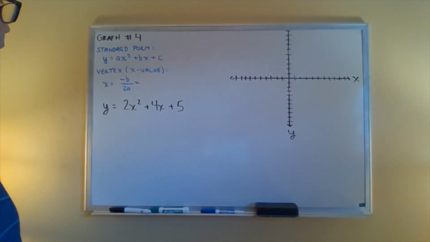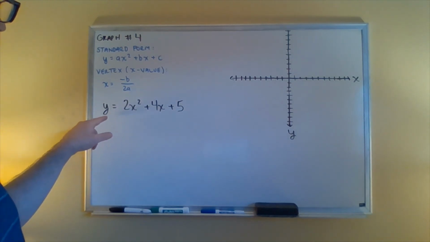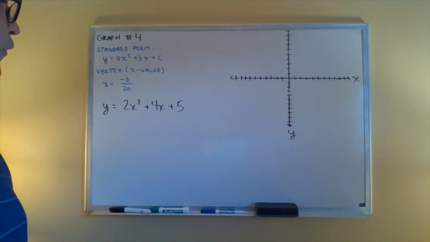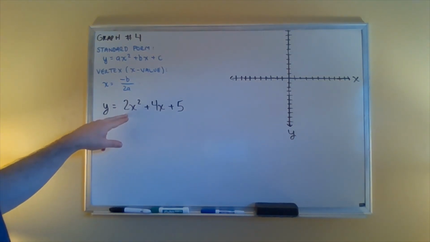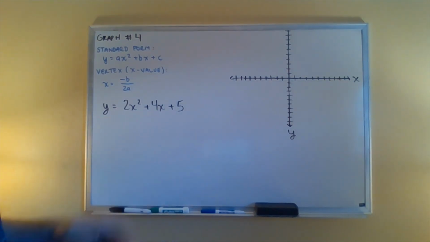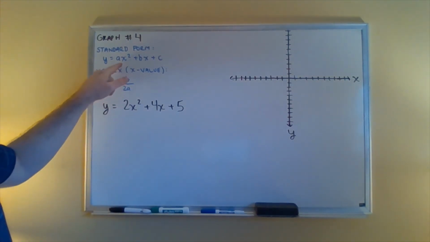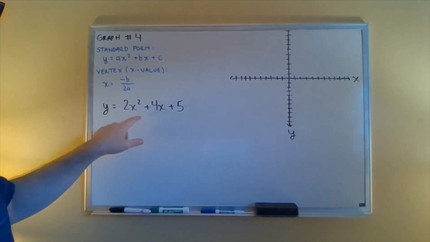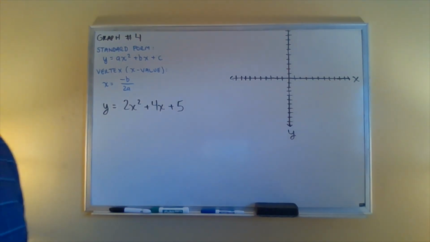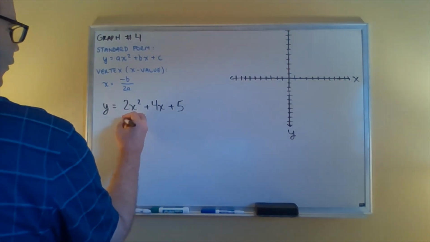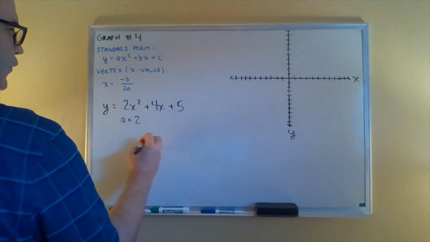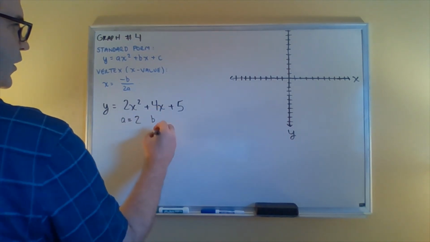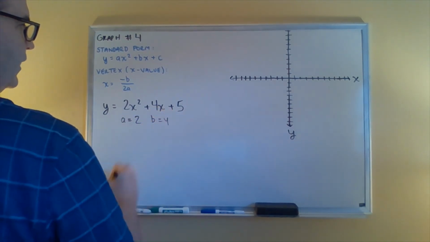Number 4, we are asked to graph the quadratic equation y equals 2x squared plus 4x plus 5. Just looking real quick, I notice my lead term is positive, so I'm going to have an upward opening parabola. I want to make sure I'm still in standard form: x squared, x, constant. So I am good to go. I just need to identify what my a is. A is the coefficient of my lead term, so that's 2. And b is the coefficient of my x term, and that is 4.